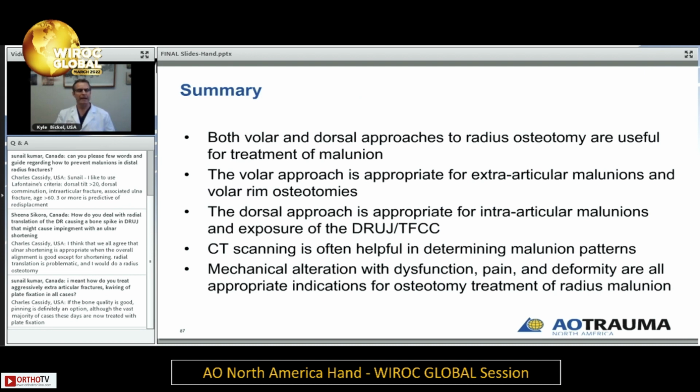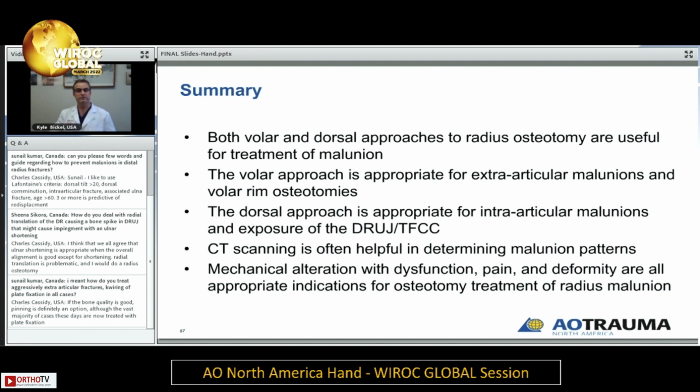In summary, both volar and dorsal approaches are useful, and it's important to know when to use which approach. The volar approach is best for extra-articular malunions and volar rim osteotomies. The dorsal approach is used for intra-articular malunions, and when we need concomitant exposure of the DRUJ and the TFCC. I almost always use CT scanning in helping to plan my osteotomies. We're often surprised at seeing different planes than we expect in these malunions, and it's really the only way to see the small fragmentary components of the malunion so that we can make our osteotomies more accurately.